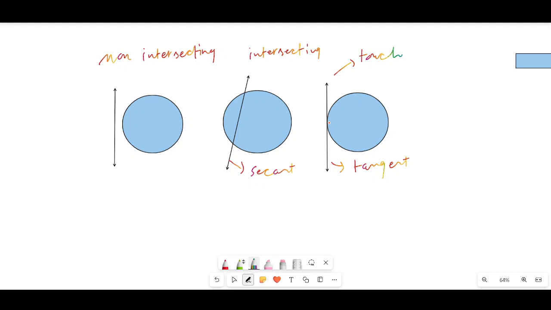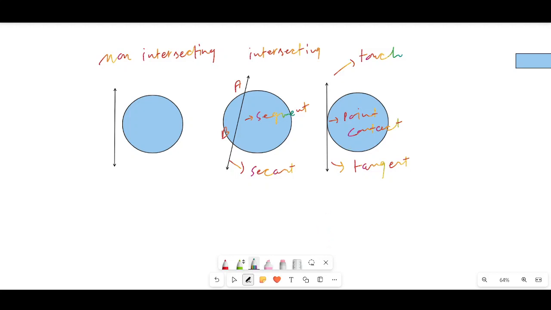That point is known as the point of contact. And here we got 2 points, one is A, one is B, and the part between the 2 points A and B is known as a segment. Clear? AB is known as a segment.